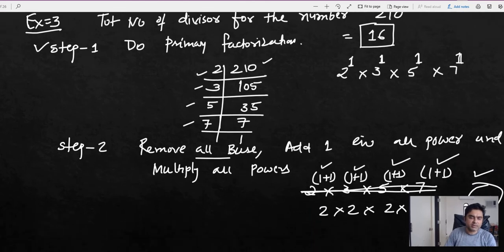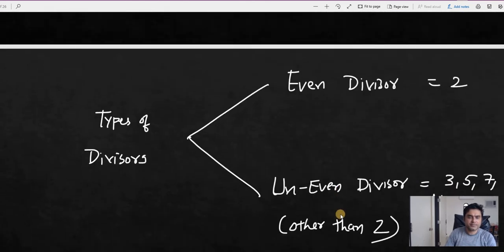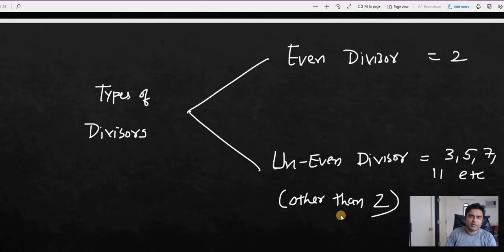Next question. Okay, one more thing. If you know the types of divisors, there are even divisors and there are uneven divisors. The even divisors always have 2 as the base, but for uneven divisors, the bases are 3, 5 and 7, or you can say other than 2.